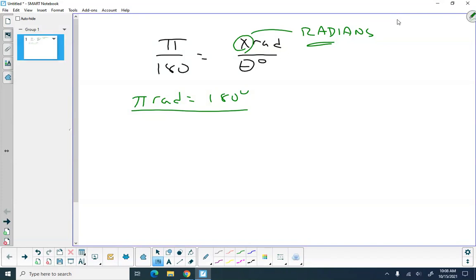Questions you have in the first section there? How to convert degrees into radians. Once again, leave things in terms of pi. So you're going to have to reduce a fraction down.